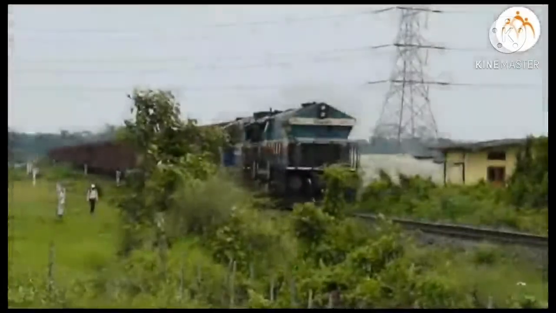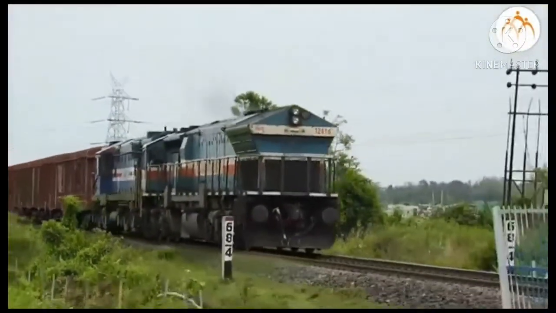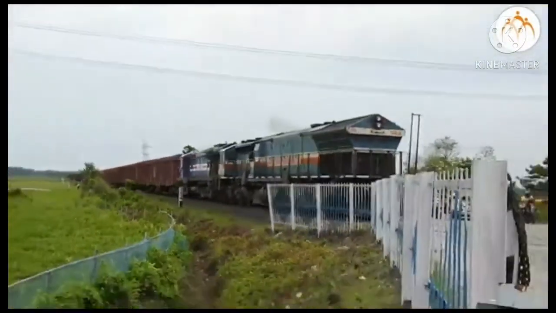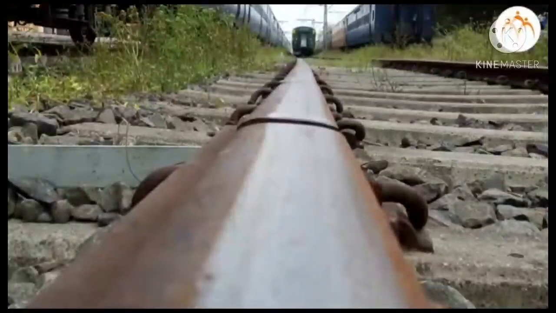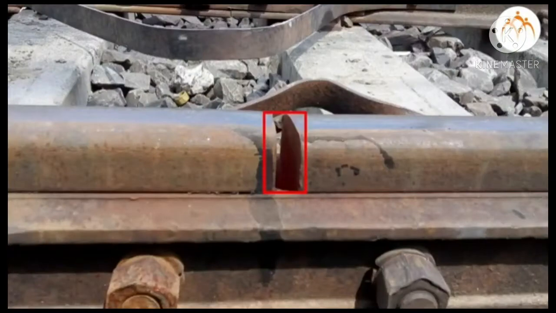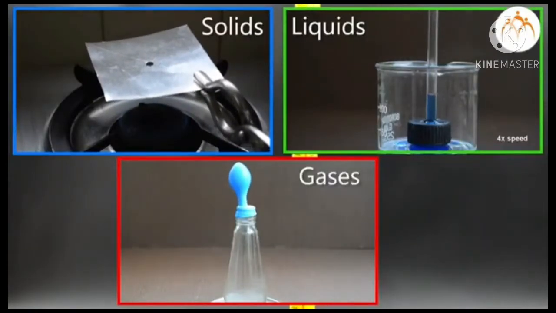Listen carefully to the sound of train passing over this track. What can you say about the track on which the train is going? It is not continuous. There is a gap between rails. Can you guess why? We discussed about the thermal expansion of solids, liquids and gases.